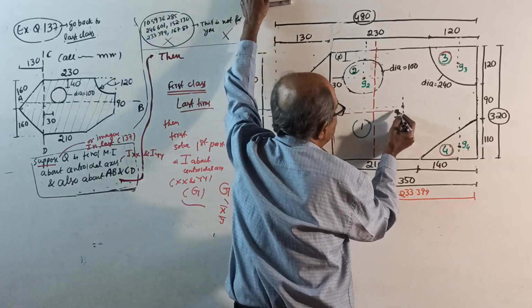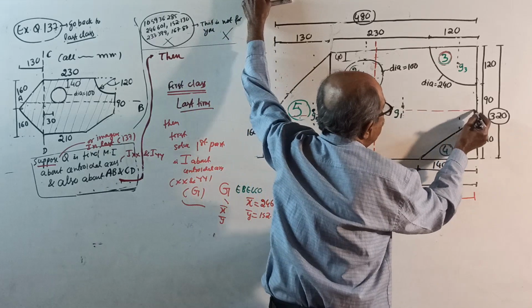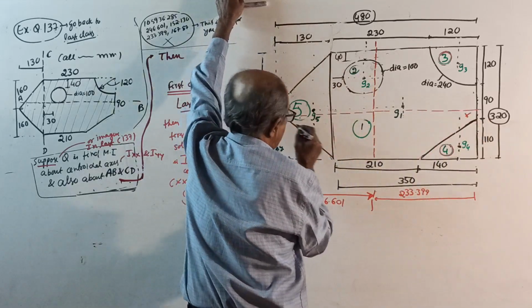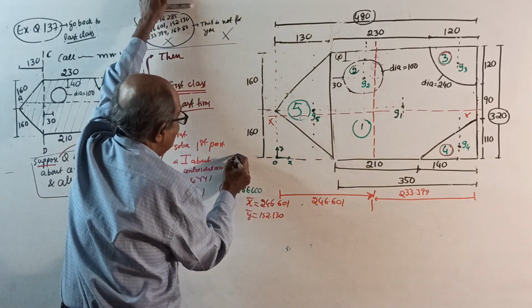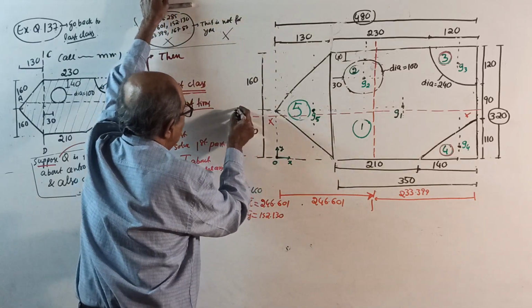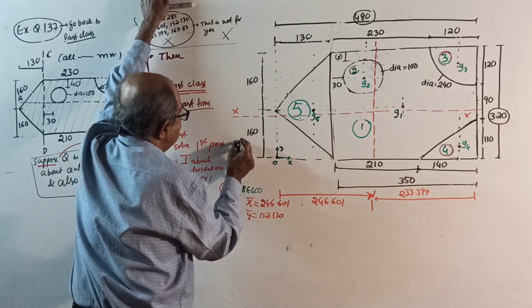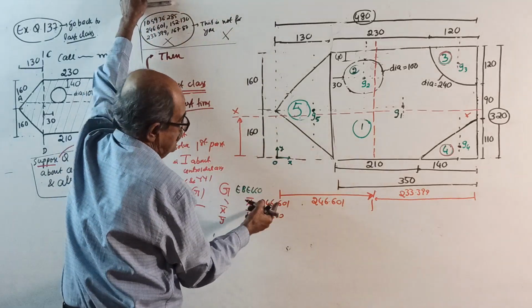Little below. This is your x-axis. And where to mark? I will mark here, up to the x-axis. Okay, I write here, x-axis. This distance we got, how much?